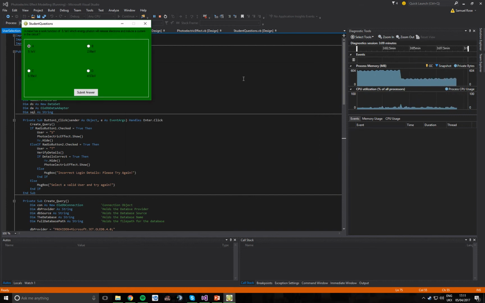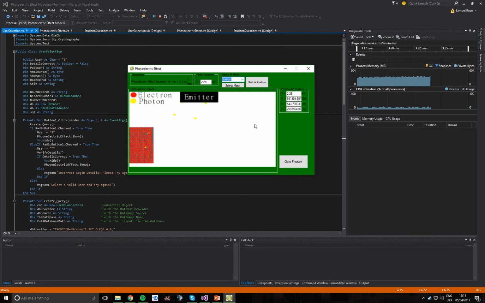Now in this drop down box, it loads again. A metal has a work function that's 6.99 electron volts, because you need an energy of a photon greater than the work function to release energy. Now this loads back here.